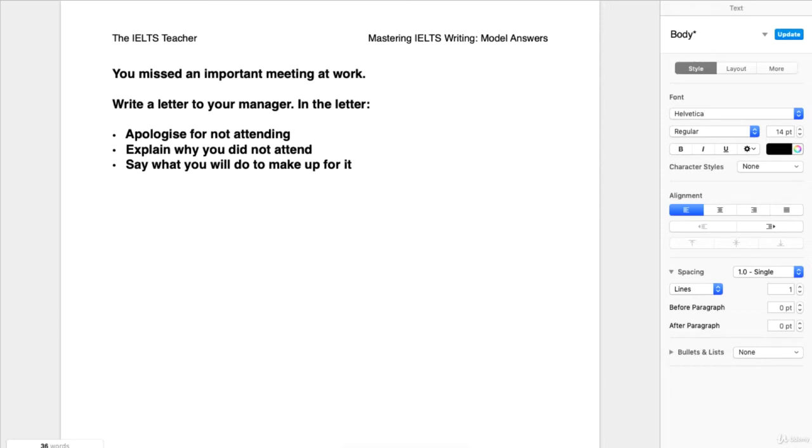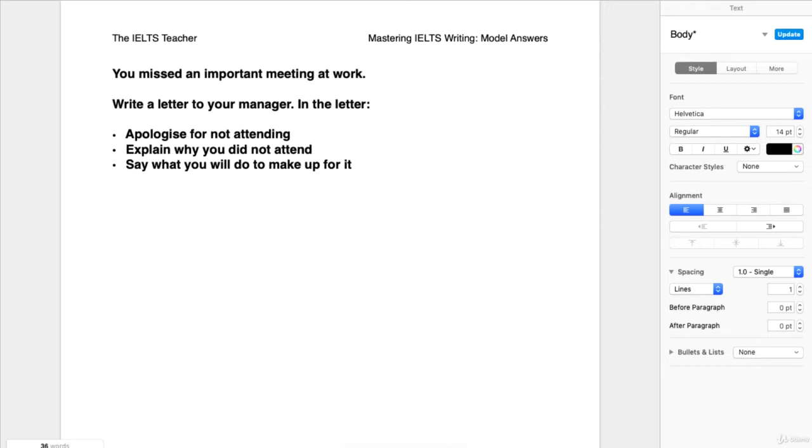It looks like quite a simple task to finish us off, but we should know by now to be cautious around the simple ones in particular. You missed an important meeting at work. Write a letter to your manager. In the letter, apologize for not attending, explain why you did not attend, and say what you will do to make up for it. So, on the surface, quite simple.